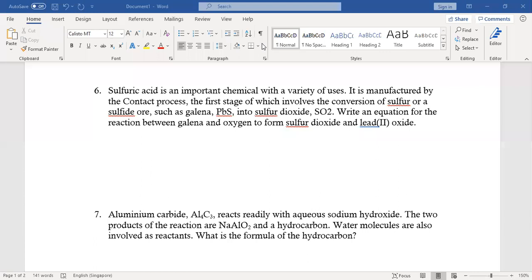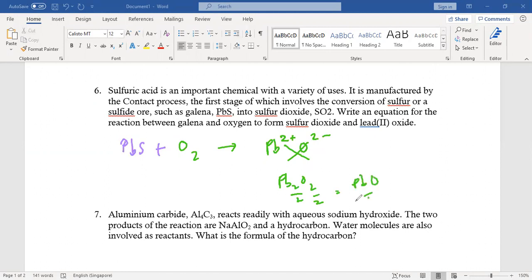So what we need to do here, we can actually generate PbS plus oxygen, so O2, to give Pb2+ plus O2-. So sometimes students get confused about how to write the chemical formula for the transition metal like this one. You just move this one diagonally. So you have Pb2O2, but then we need to simplify. So you'll have PbO. All right.